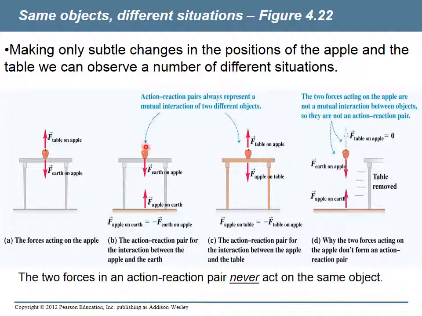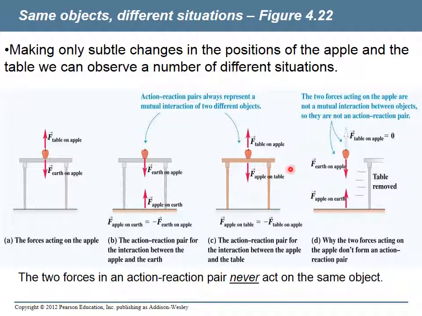We have the weight of the apple, which is the force of the earth on the apple. The reaction to that must be equal magnitude of F in the upward direction, and it must be the apple on the earth, which is this right here. So this is an action-reaction pair. And by the way, there is a force that the apple exerts on the earth that's equal in magnitude and opposite in direction. But we'll cover this in chapter 6.